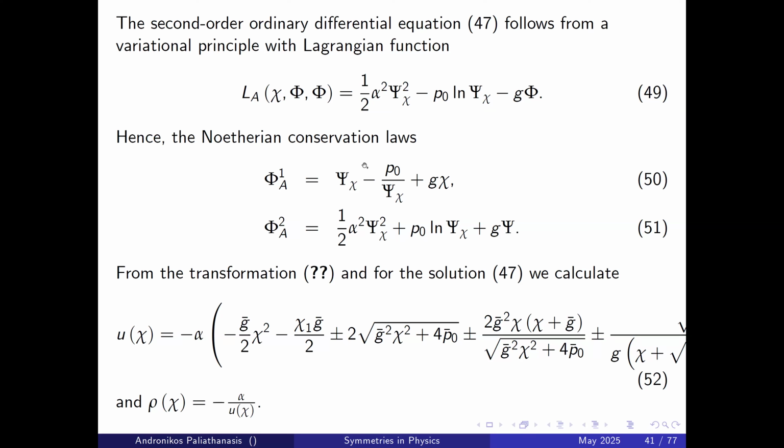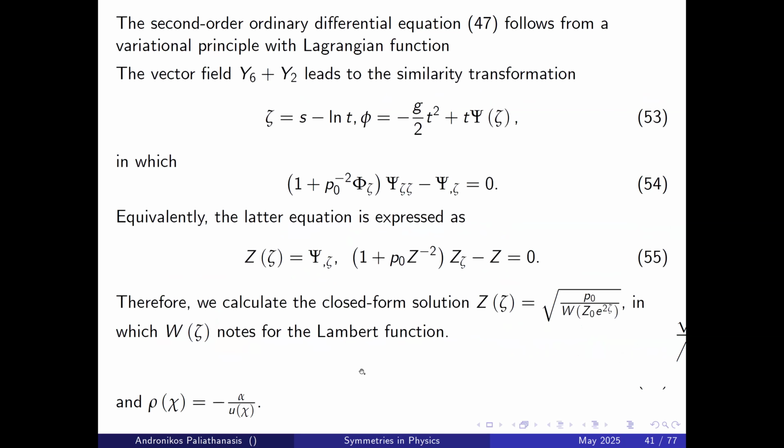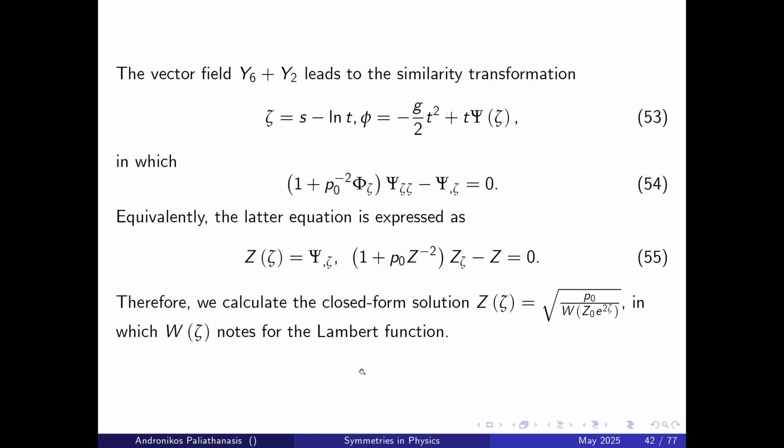So by applying again the symmetry analysis, we were able to find conservation laws, and this leads to the solution in the original variables, which is this one. So as you can see, we are able to construct the solution in the original variables by using the Lie symmetries and the Noether symmetries in the Lagrange variables.